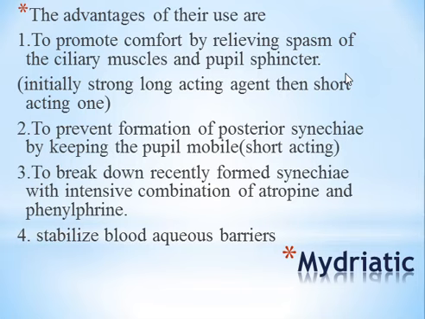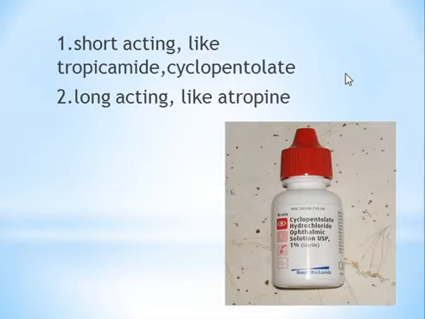الشغلة الثانية prevent formation of synechiae واللي عرفناها قبل شوي الادهيجن اللي يصير بين اللينس والآيرس. الشغلة الثالثة break down recently formed synechiae، يعني هسه مثلا المريض بدأت تصير عنده synechiae إذا newly formed من راح نعطيه mydriatic agent وراح يصير لنا break down. And some papers say that it has a stabilizing blood aqueous barrier effect.